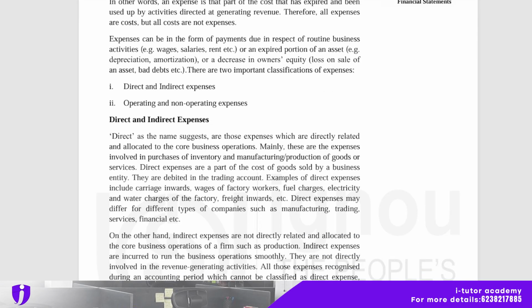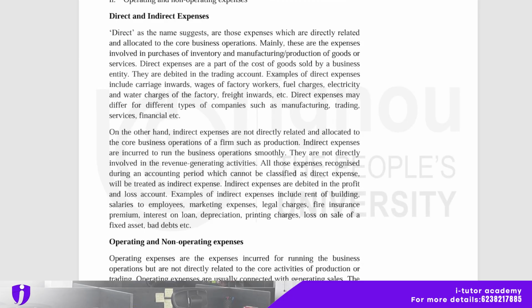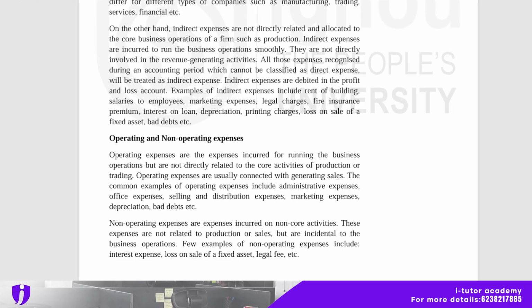And there are two important classifications of expenses: direct and indirect expenses, and operating and non-operating expenses. Direct and indirect expenses. Direct, as the name suggests, are those expenses which are directly related and allocated to the core business operation. Mainly, these are the expenses involved in purchases of inventory and manufacturing or production of goods or services. On the other hand, indirect expenses are not directly related and allocated to the core business operations of a firm, such as production. Indirect expenses are incurred to run the business operation smoothly.